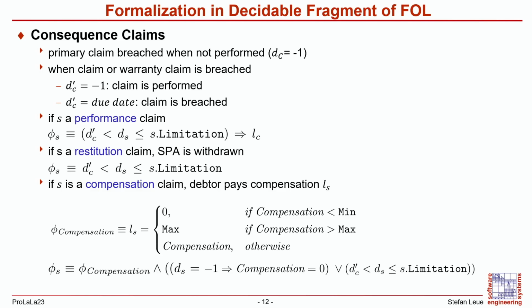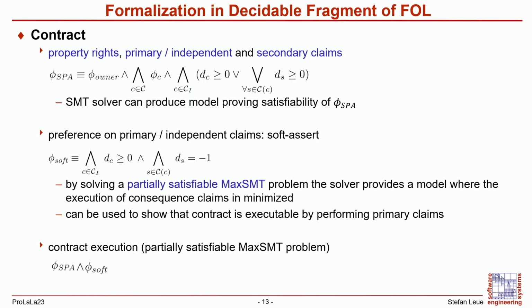Now, we're putting this together in defining what a contract is. Basically, what we are inferring from the facts inside the contract is property rights. The property rights have to be satisfied, and then we have the primary claims and the independent and secondary claims, and again, their performance is checked, and the satisfiability of this SPA formula is checked by an SMT solver. What we can also do, and we had some discussions on that, Scott, when I presented for the first time, is put some preference on primary and independent claims.